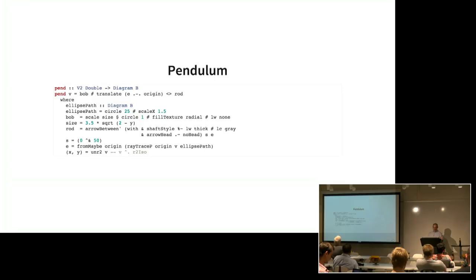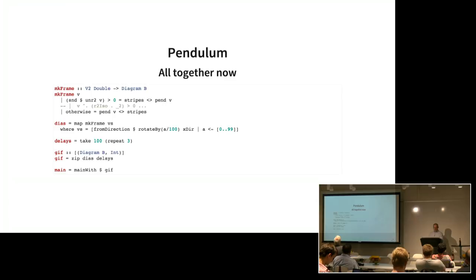Lastly, R2 takes a vector in two-dimensional space and gives me back the coordinate pair. And we could have also gotten at that using an iso, our lens iso.